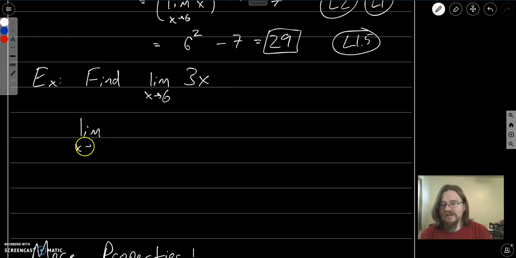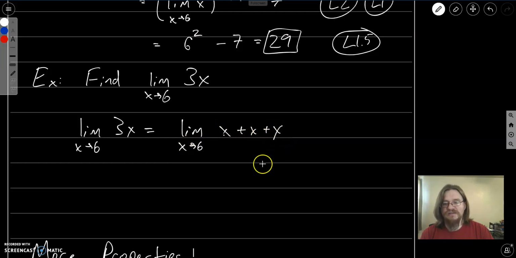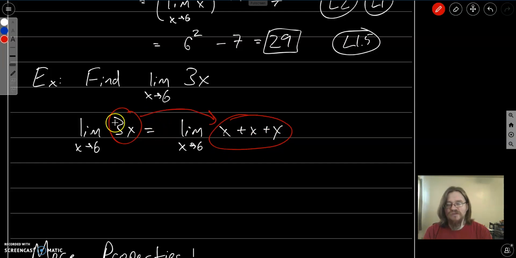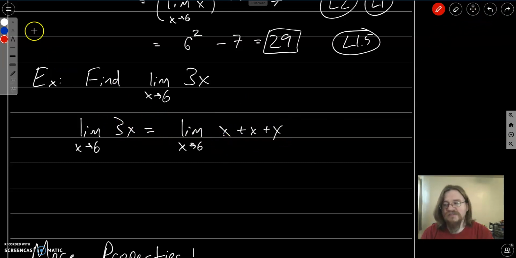The limit as x approaches 6 of 3x. What is 3x? This is just the limit as x approaches 6 of x plus x plus x. And there you go. So we can take the limit of x plus x plus x. I haven't really used any properties of a limit right now. All I've done is rewritten 3x as x plus x plus x. I've just used some algebra here.